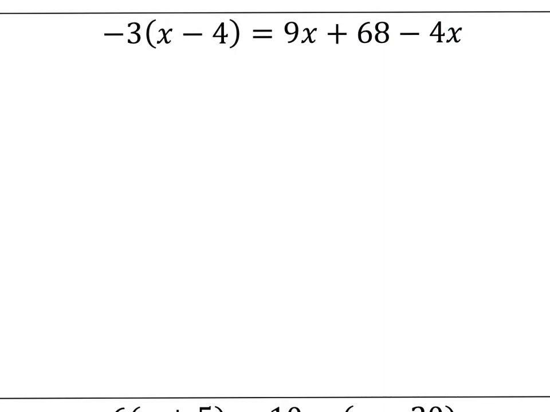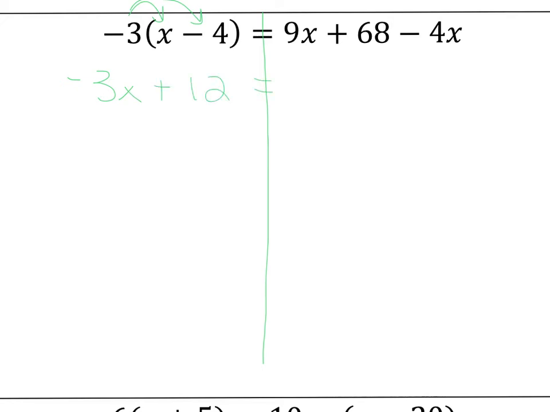All right, let's try the next one. First thing you want to do, find that equal sign, draw your line. Now, look at the left side. Do I have anything to distribute on the left? I do. So I'm going to do negative 3 times x. That's negative 3x. Then negative 3 times negative 4. That's going to be plus 12, right?